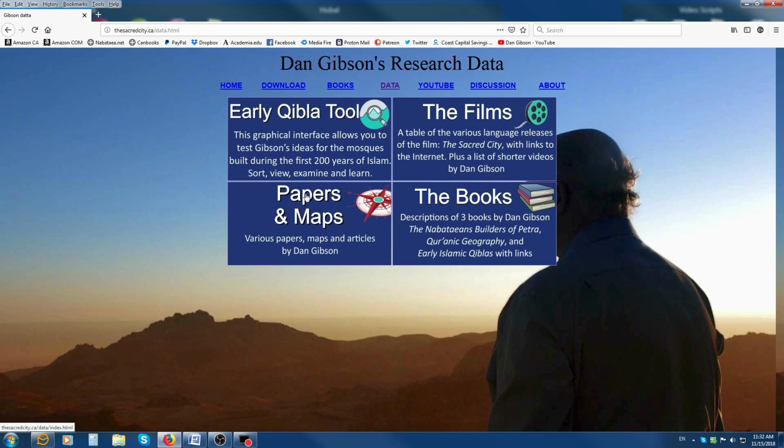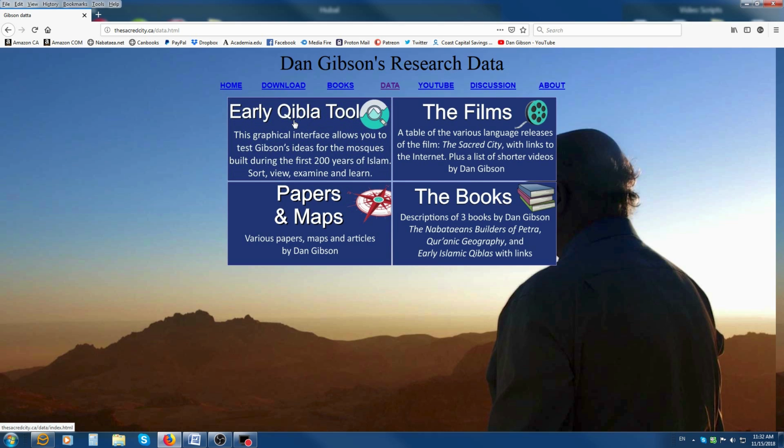We'll look at that. Papers and maps are down here, different papers that I've written that are posted. Over here are the different films, including YouTube clips, and hopefully we'll keep this up to date, plus the Sacred City. If you haven't seen the film, try to see it. It's there in multiple different languages, and a number of different books that I've written down below here.